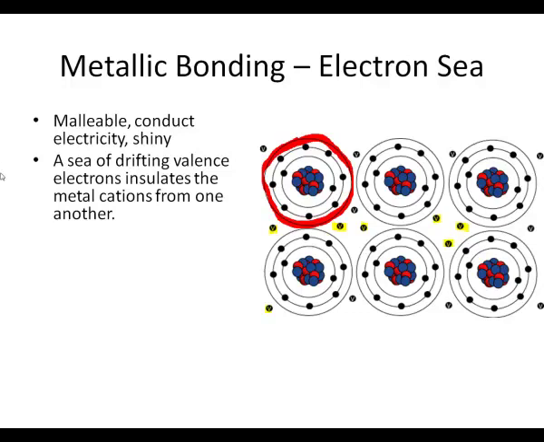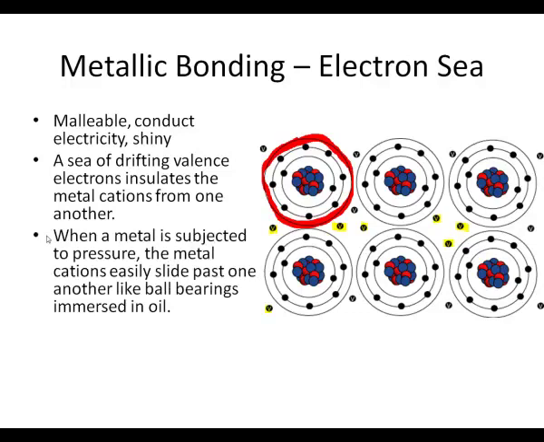By preventing them from touching each other, if I were to smack the metal with a hammer or subject it to some kind of pressure, those metal cations can easily slide past each other. That's because the valence electrons in the electron sea act as grease that prevents those cations from ever touching one another. In an ionic solid, whenever I smash it with a hammer, I force like charges together. And we know that opposites attract and like charges repel. So if I force those charges together, it will cause that solid to shatter. But in the case of a metal, we've got that electron sea that prevents those positive charges from ever touching each other.